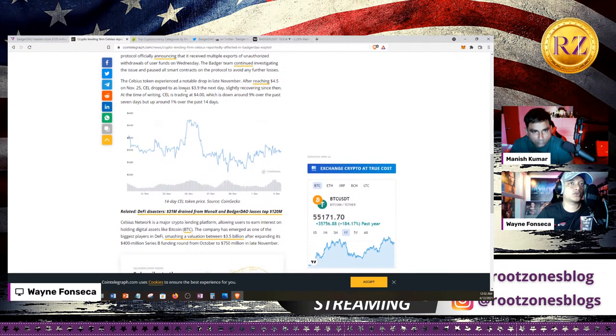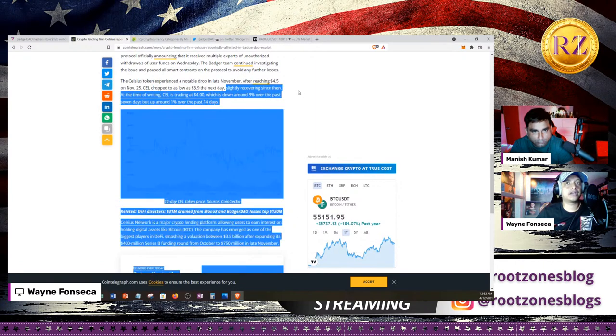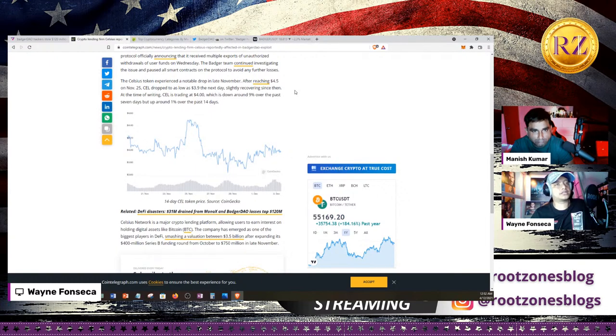Now, the Celsius token, CEL, also experienced a notable drop in late November after reaching $4.50. CEL dropped to as low as $3.90 the next day, and has slightly recovered since then. At the time of writing, CEL is still trading at $4, which is down 9% over the past 7 days, but around 1% up in the past 14 days.